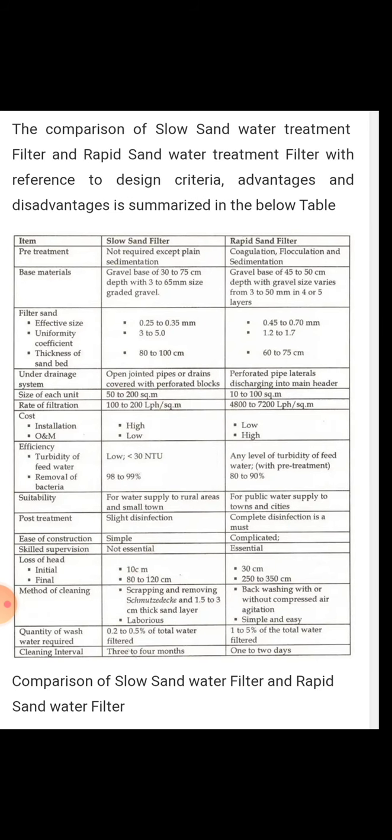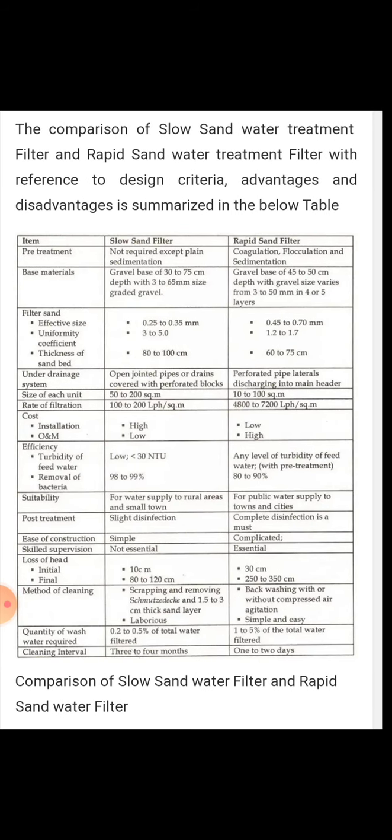If you are thinking of the thickness of the sand bed, it varies from 80 to 100 centimeters in the case of a slow sand filter. Similarly, for the rapid sand filter the sand bed varies from 60 to 75. That means the thickness of the sand bed is less in a rapid sand filter as compared to the slow sand filter.